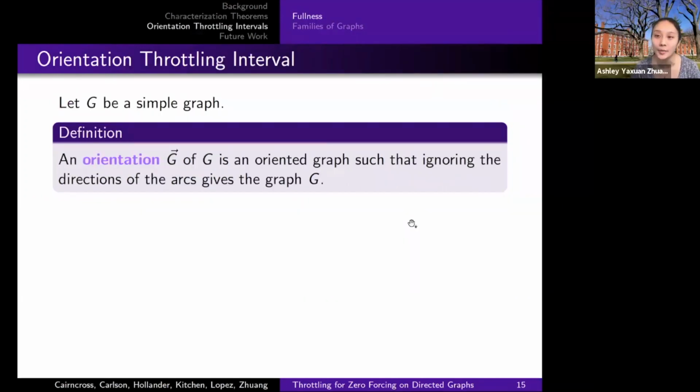So now we're going to talk about all the different throttling numbers that are associated with a simple undirected graph. So first we need to define an orientation of a simple undirected graph G, which we'll denote as G with an arrow on top of it.